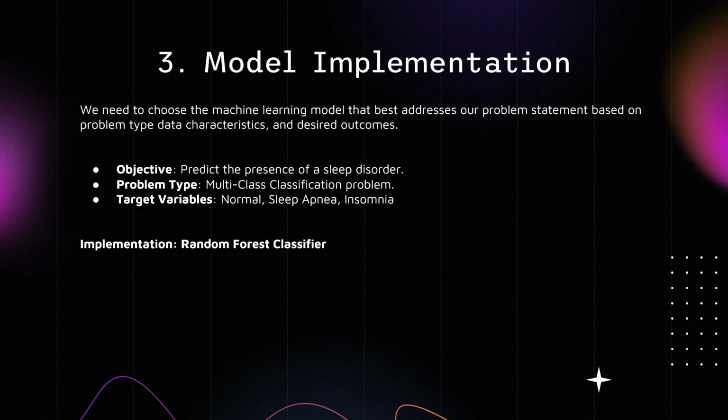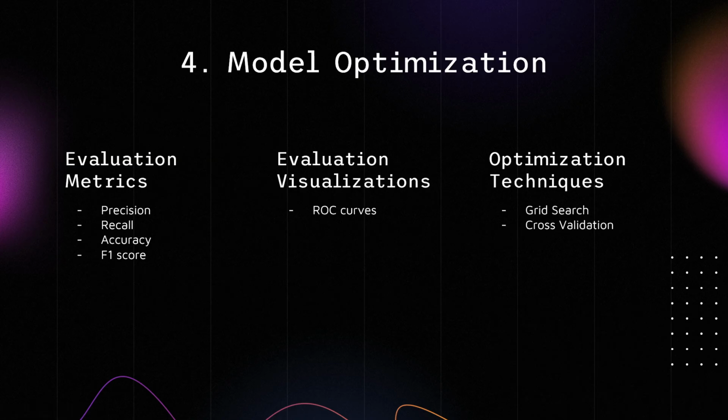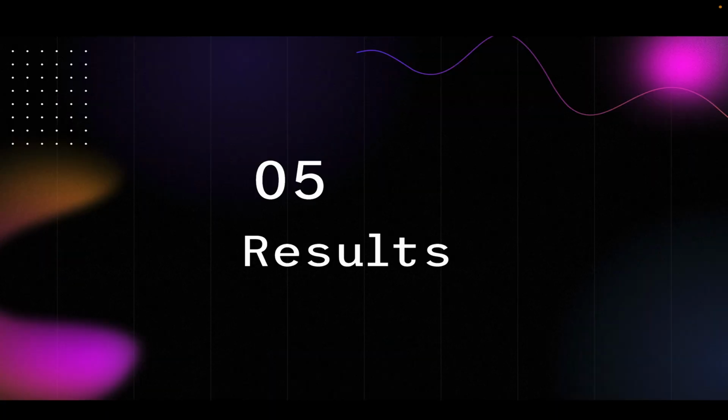So therefore, we'll be using a random forest classifier. Random forest classifier can handle multi-class problems and nonlinear relationships. This is the best model for this because it has high accuracy, it's versatile, it's more resistant to overfitting, and you can scale it and it will perform well with large data sets. The evaluation metrics that we're using to see how well our model performs are precision, recall, accuracy, and F1 score. The visualization method that we're using is ROC curves, and the optimization techniques that we're using are grid search and cross-validation. Next, we'll talk about results.